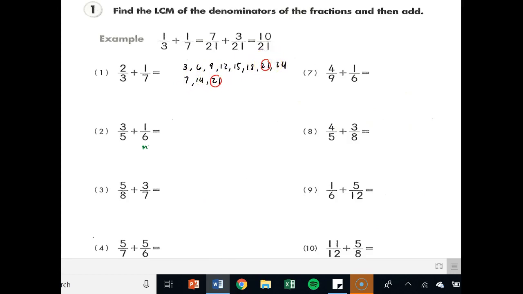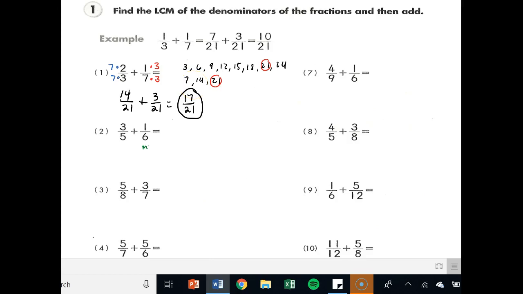So basically I'm trying to make both of these denominators 21. So I'm going to multiply 2/3 by what number to get 21? By 7, right? And I'm going to multiply 1/7 by what number to get 21? By 3. And you'll notice I'm just kind of multiplying by the opposite denominator. So the new fraction becomes 14 over 21 plus 3 over 21. And that gives me my answer of 17 over 21. And I circle my answer. All right? Let's do another one.